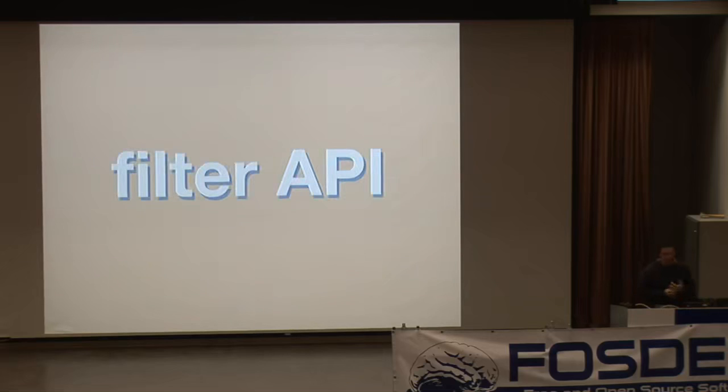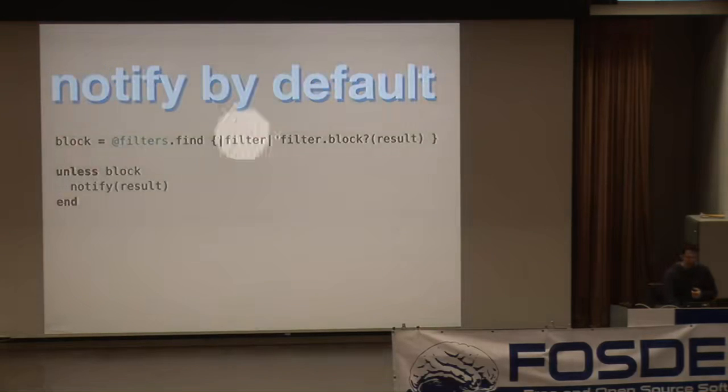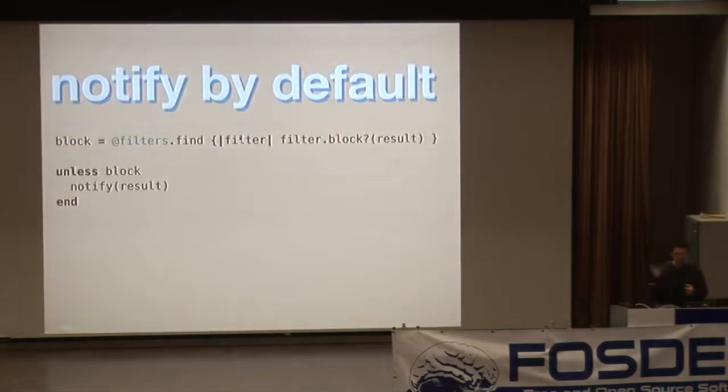And the final set of APIs in the notifier are the filter APIs, and these are probably the coolest feature of Flapjack. So Flapjack takes the approach that we should always be notifying unless there's something that's blocking us from notifying. So we have this filters chain here, and what this particular method does is it's going through all the filters and it passes in the result, and if any of those filters block, then we don't notify.